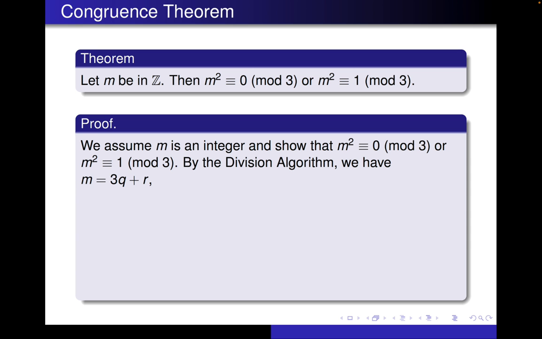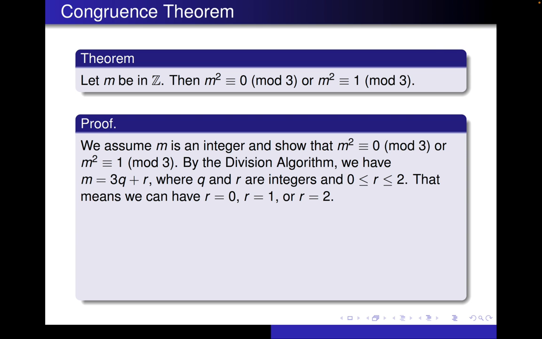So the division algorithm tells us that we have m is equal to 3q plus r, where q and r are integers, and r is between 0 and 2. Again, we're just stating exactly what the division algorithm says when n equals 3. That means we can have r equals 0, r equals 1, or r equals 2. We're going to prove the theorem separately for each case. So we're telling our reader actually two things. First of all, that we're doing proof by cases. And secondly, that the three cases we're going to consider are r equals 0, r equals 1, or r equals 2. And everything else is going to work just like the computations we did in the previous slide.